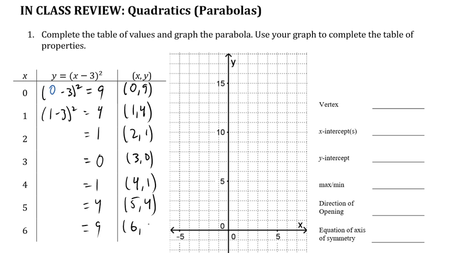And so I've got all these points that I can plot on the graph. So I'm going to start at 0, 9, 1 and 4, 2 and 1, 3 and 0, 4 and 1, 5 and 4, and the last point.